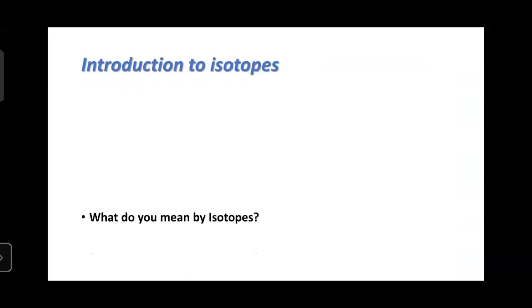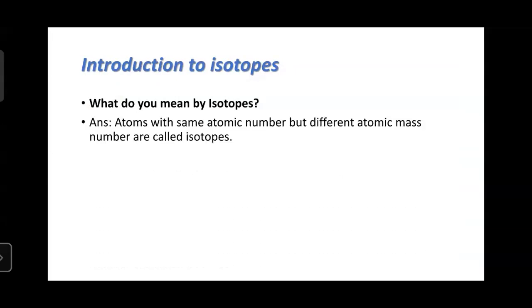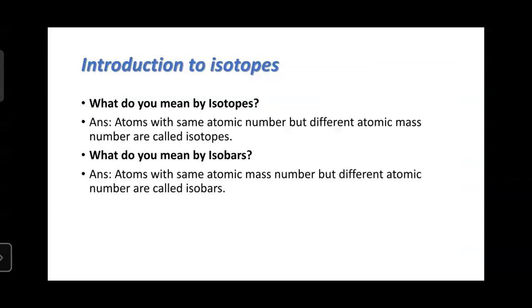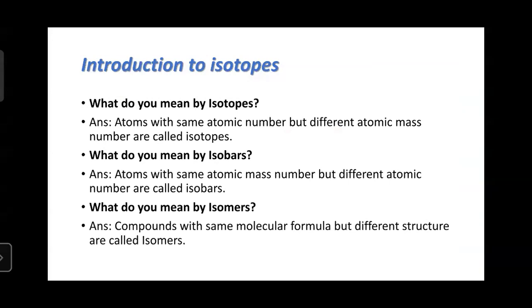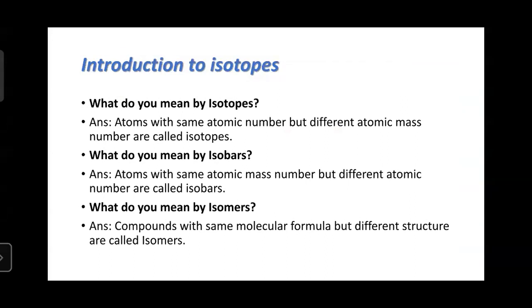Now, next topic, that is, what do you mean by isotopes? Atoms with the same atomic number but different atomic mass number are called isotopes. Now, next, what do you mean by isobars? Atoms with the same atomic mass number but different atomic number are called isobars. And the third one, that is isomers: these are compounds with the same molecular formula but different structure.